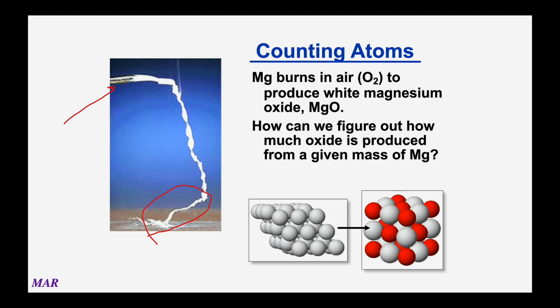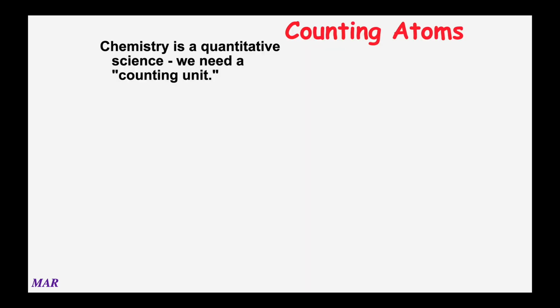And in these pictures right here, the left-hand side is magnesium, and the right-hand side is magnesium oxide. It's MgO. We'll see later how that's happening. But if you don't know how much oxygen to add to the magnesium or magnesium to add to the oxygen, you're going to get yourself in trouble. So chemists need a counting unit so that we can add the correct amount of oxygen to react with our amount of magnesium. And it's a really cool tool that people have developed.